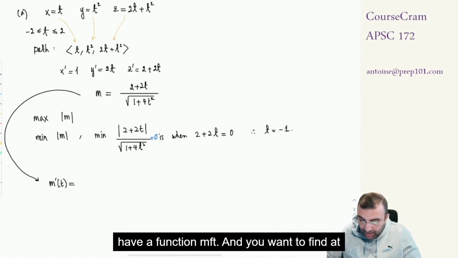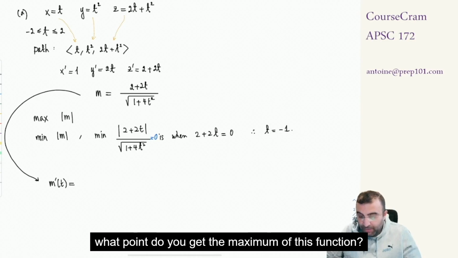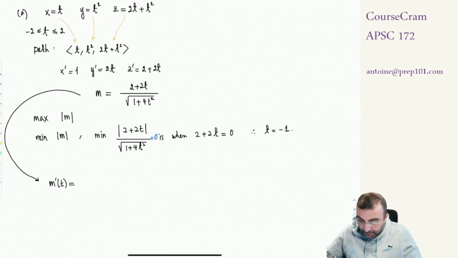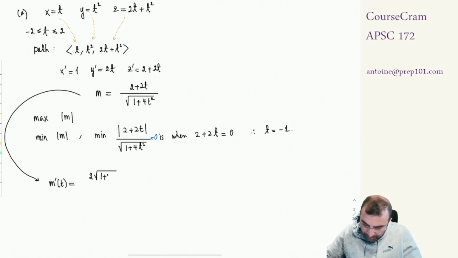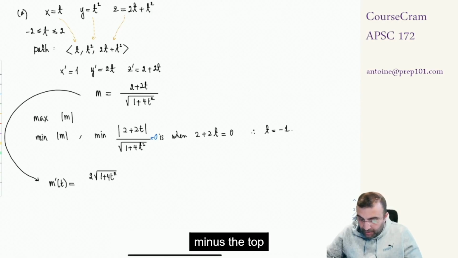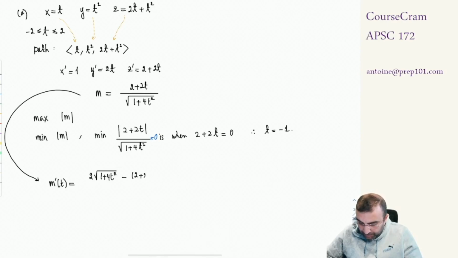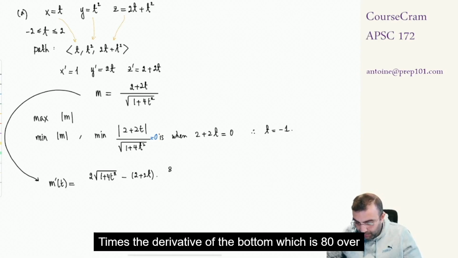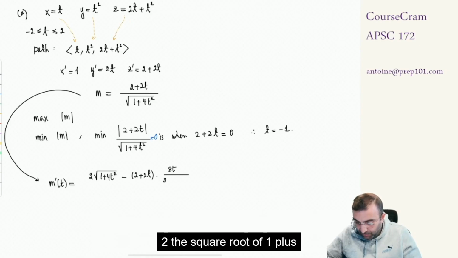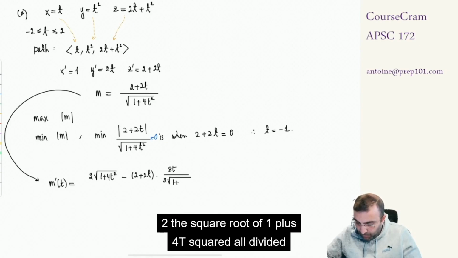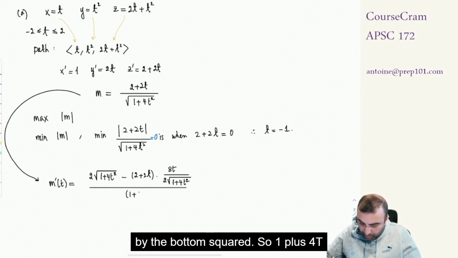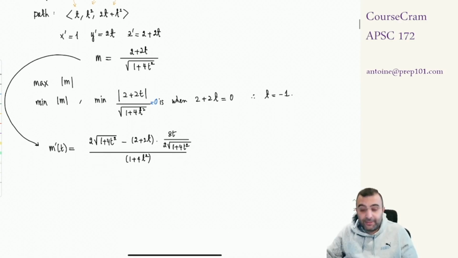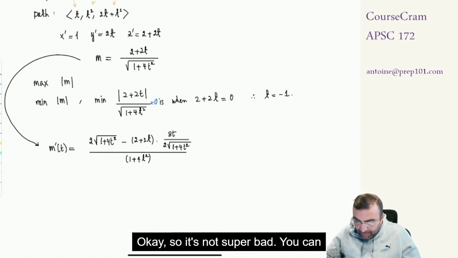You have a function m of t, and you want to find at what point you get the maximum of this function. So the derivative of the top times the bottom minus the top times the derivative of the bottom, which is 8t over 2 times the square root of 1 plus 4t squared, all divided by the bottom squared, so 1 plus 4t squared, all not squared because that's already squared. Okay, so it's not super bad.